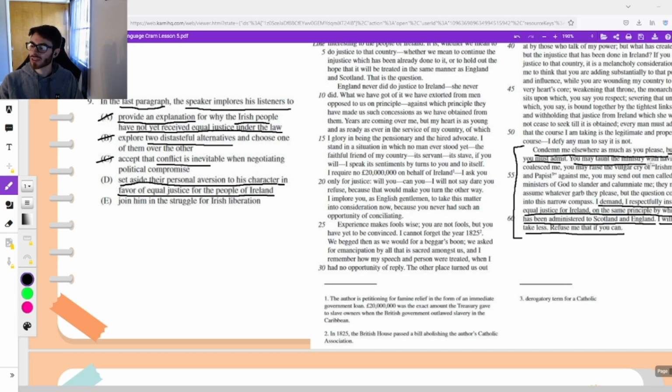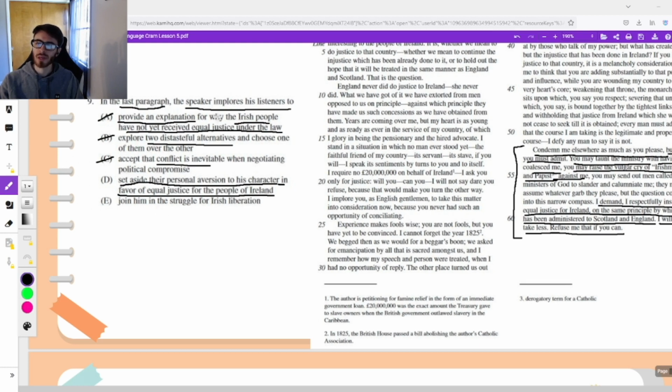You may taunt the ministry with having coalesced me. You may raise the vulgar cry of Irishmen and Papists against me. You may send out men called ministers of God to slander me. But even if you do this, I demand equal justice for Ireland. So yeah, D seems to work pretty well here, right? He's saying, even if you don't like me, that's fine. You don't have to like me, but do the right thing for Ireland. D seems pretty good.